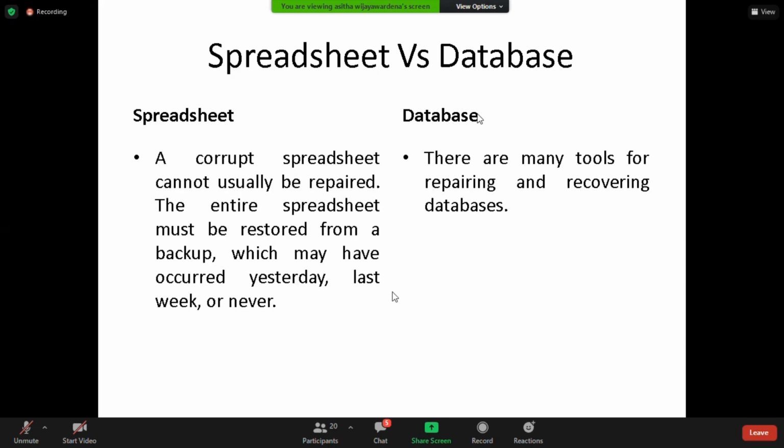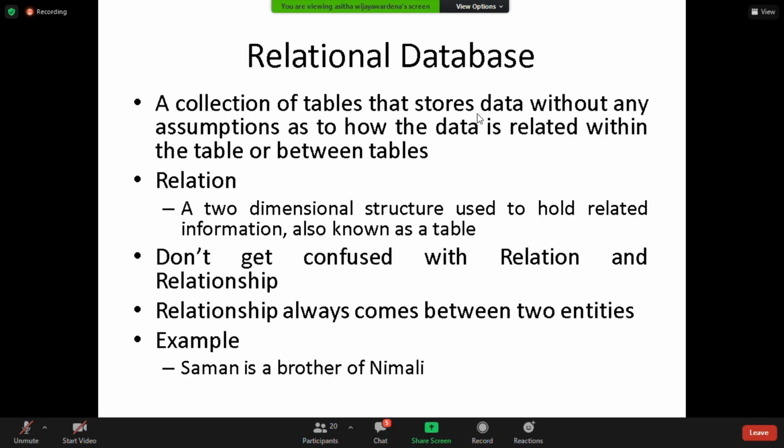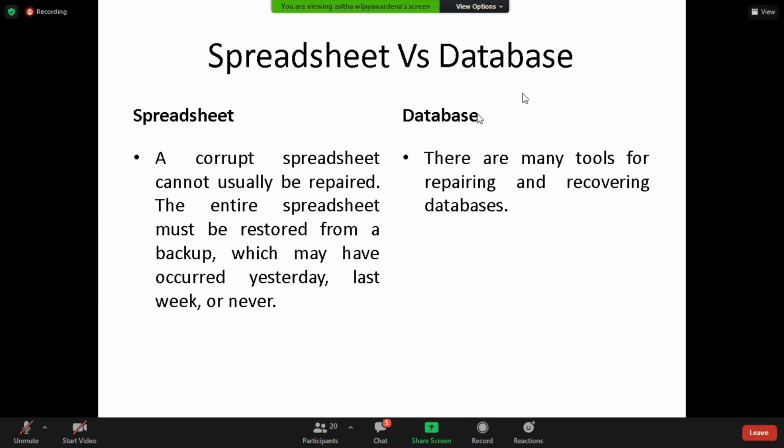These are the last points regarding spreadsheets versus databases. You can quickly go through that. We will talk about relational databases next week. Do you have any questions, or can we wind up for today? Before that, do you have any questions regarding this?